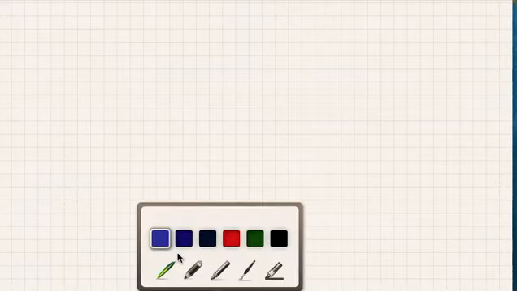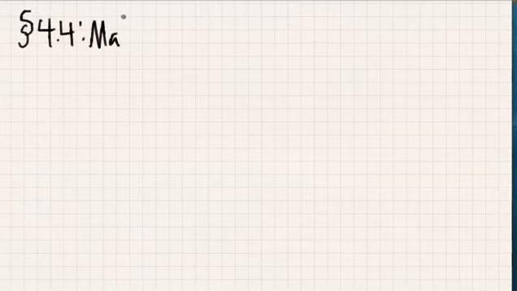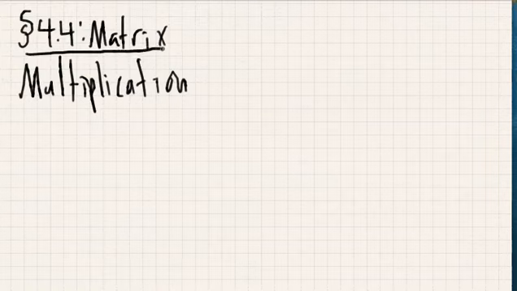Alright, so we're continuing section 4.4, and what we're going to be talking about is matrix multiplication. So again, this is still section 4.4, matrix multiplication. And in class, I kind of suggested what the naive way to do it would be to take two matrices which are the same size and try to multiply them component-wise. But that's not going to be it. It's going to be a little bit different.